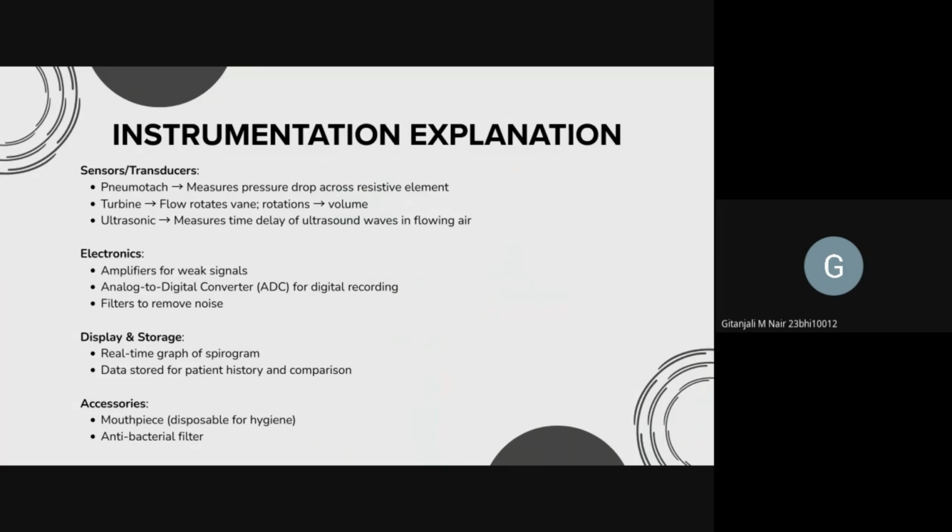Under display and storage, we have a real-time graph of the spirogram, and data stored for patient history and comparison. And accessories would be the mouthpiece, which is disposable for hygiene purposes, and an antibacterial filter.